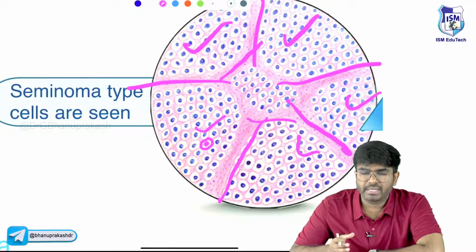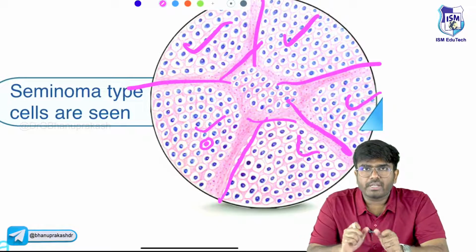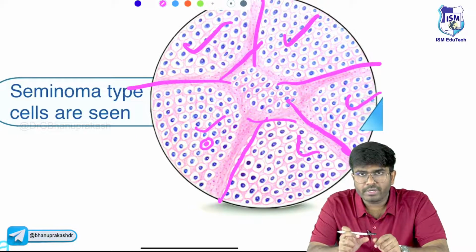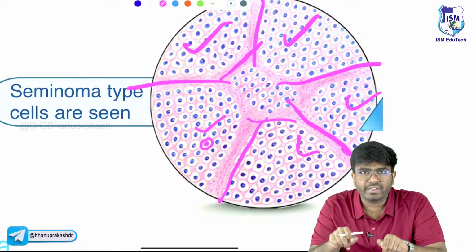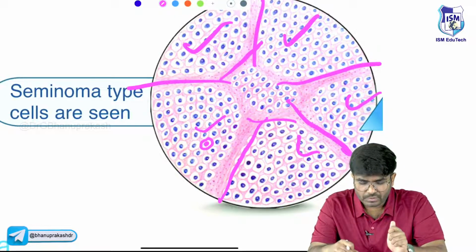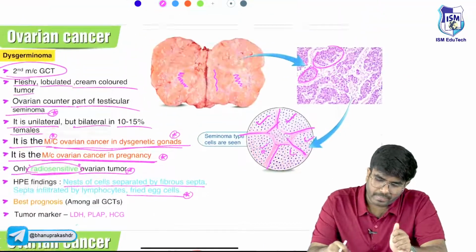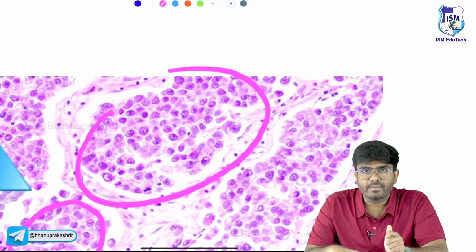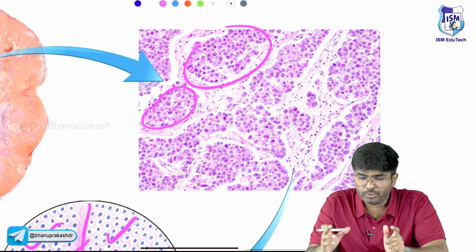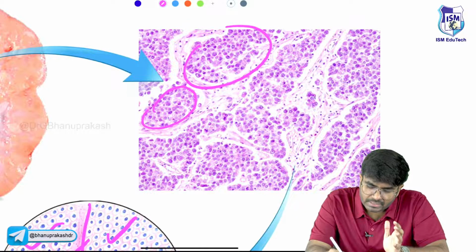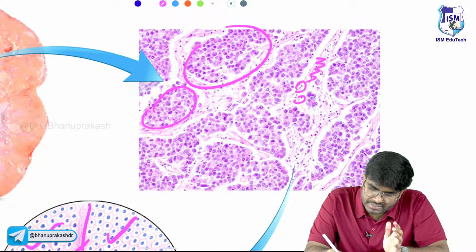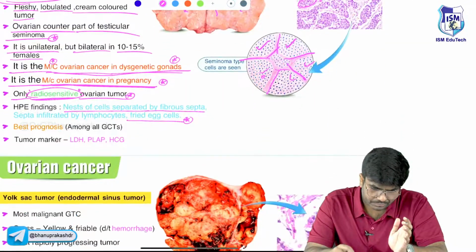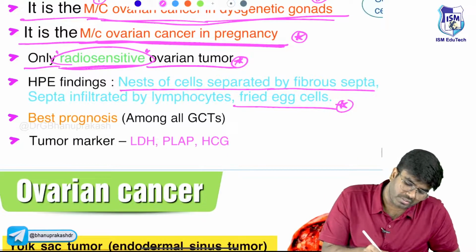Just take an egg, crack it and put it on the pan. It's going to be like an omelette, with the central yolk yellow in the center, surrounded by the egg white. So fried egg appearance is seen. The cells look like a fried egg, and the tumor nests are separated by thick septa. In the septa you can see lymphocytes; the septa are infiltrated by lymphocytes. So it's going to show the best prognosis.